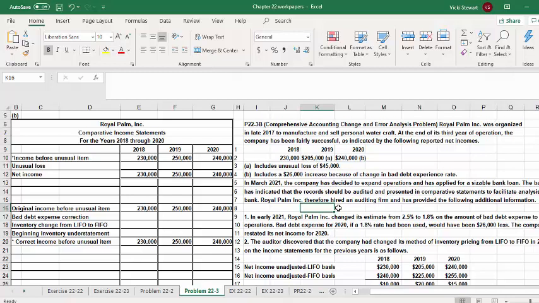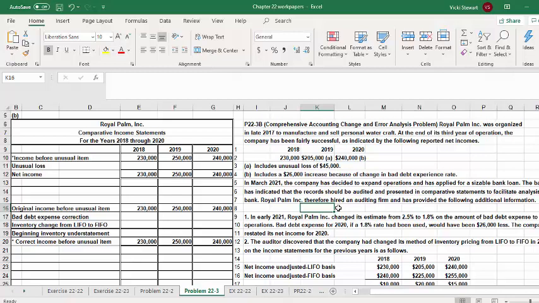Then we're going to start with number one and talk about the bad debt expense. So it states that in early 2021, Royal Palm decided to change its estimate for bad debt expense from what it had been using, 2.5%, to 1.8%. And so they decided to retrospectively use the 1.8% for 2020. And of course, we know that when we change an estimate, we do not use any type of retrospective treatment. They should have just left the bad debt expense for 2020 at the original percent.